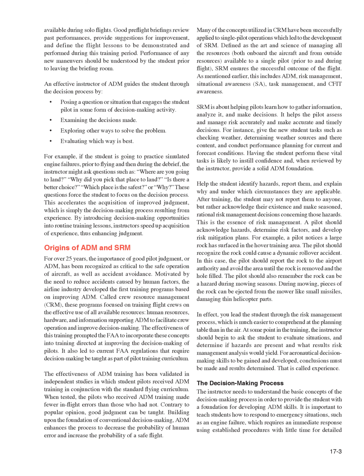For example, a pilot notices a large rock has surfaced in the hover training area. The pilot should recognize the rock could cause a dynamic rollover accident. In this case, the pilot should report the rock to the airport authority and avoid the area until the rock is removed and the hole filled. The pilot should also remember the rock can be a hazard during mowing seasons. During mowing, pieces of the rock can be ejected from the mower like small missiles, damaging thin helicopter parts. In effect, you lead the student through the risk management process, which is much easier to comprehend at the planning table than in the air.